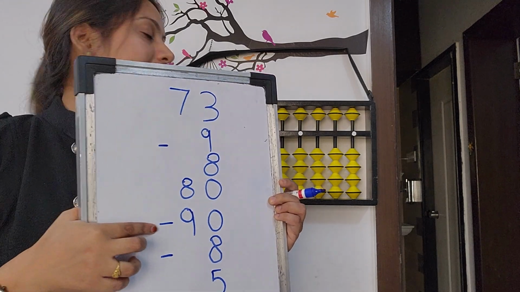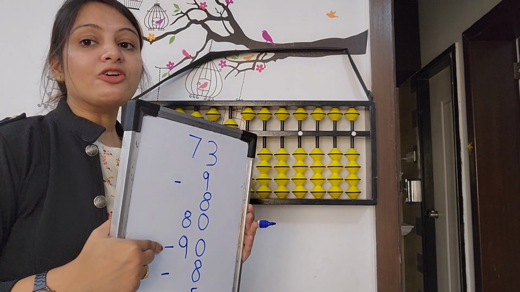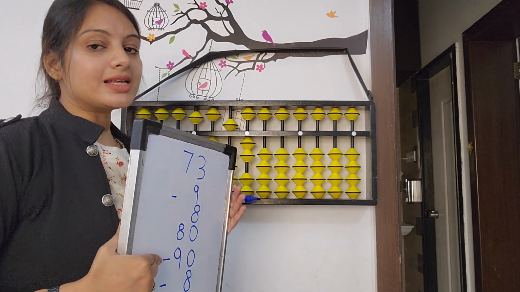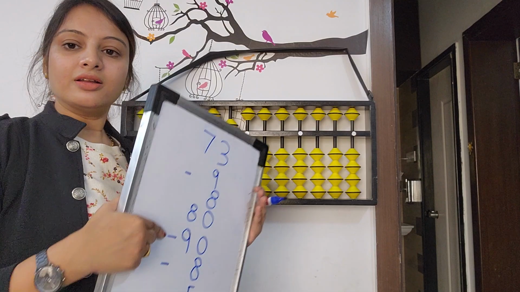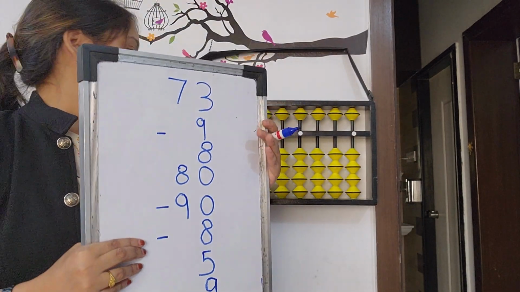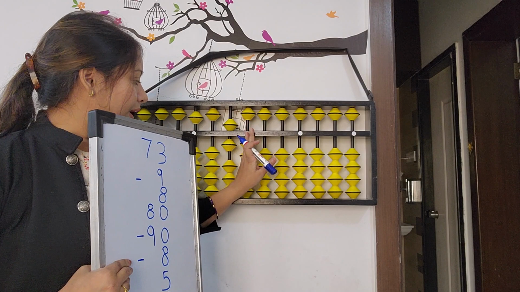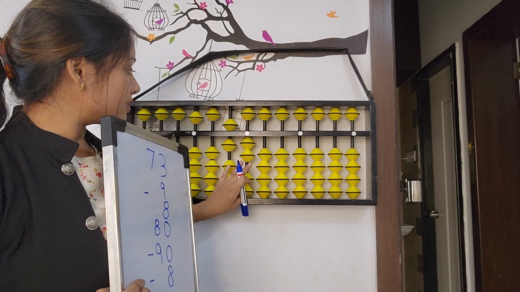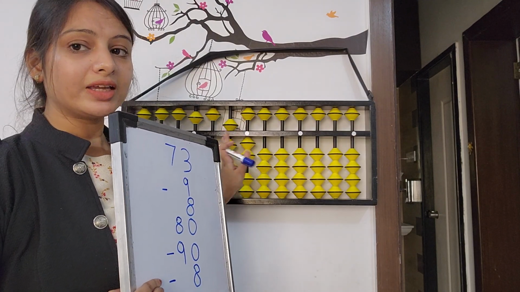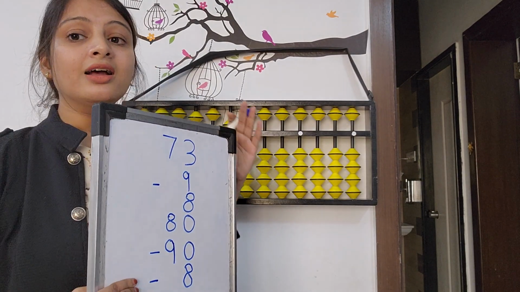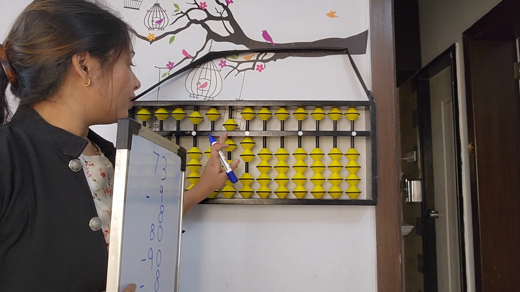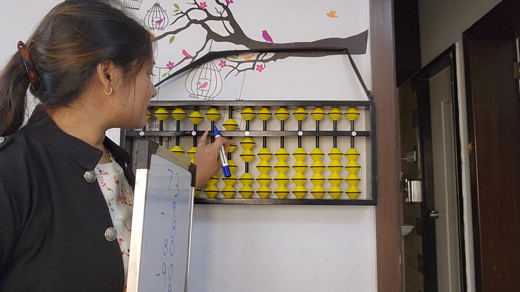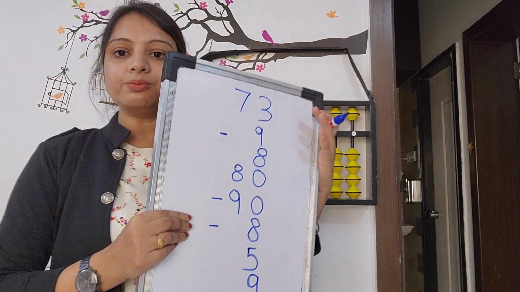Now less 90. For less 9, the formula is less 10 add 1. For less 90, the formula is less 100 add 10. So less 100 add 10. Now less 8. We cannot do less 8 here because we are left with only 7 beads, and only 2 beads are here, so we cannot do less 8 directly. So for less 8, we'll apply the formula that is less 10 add 2.